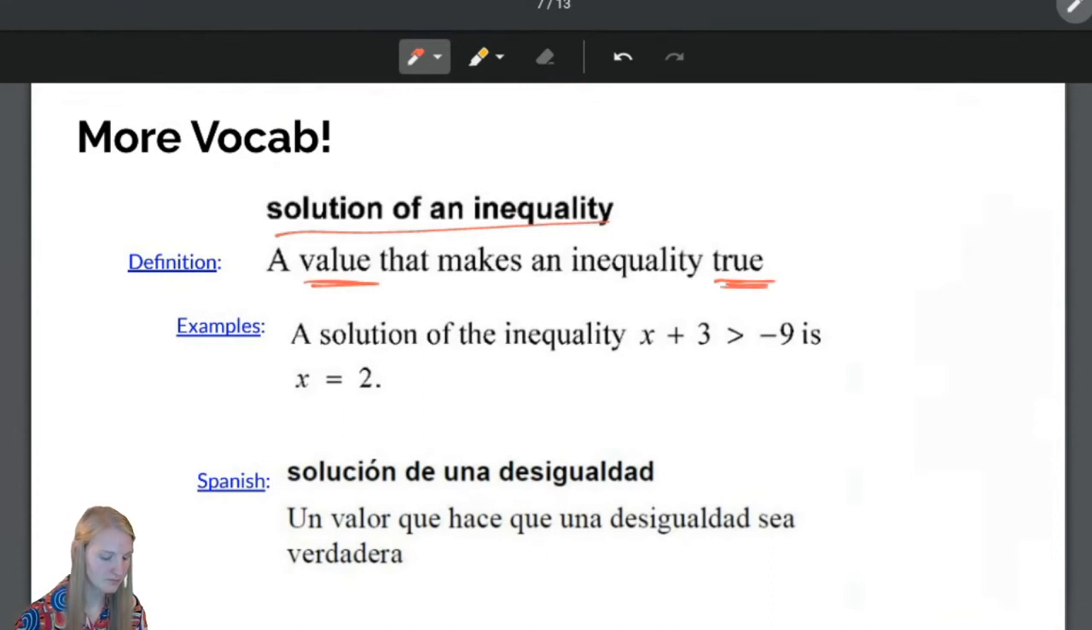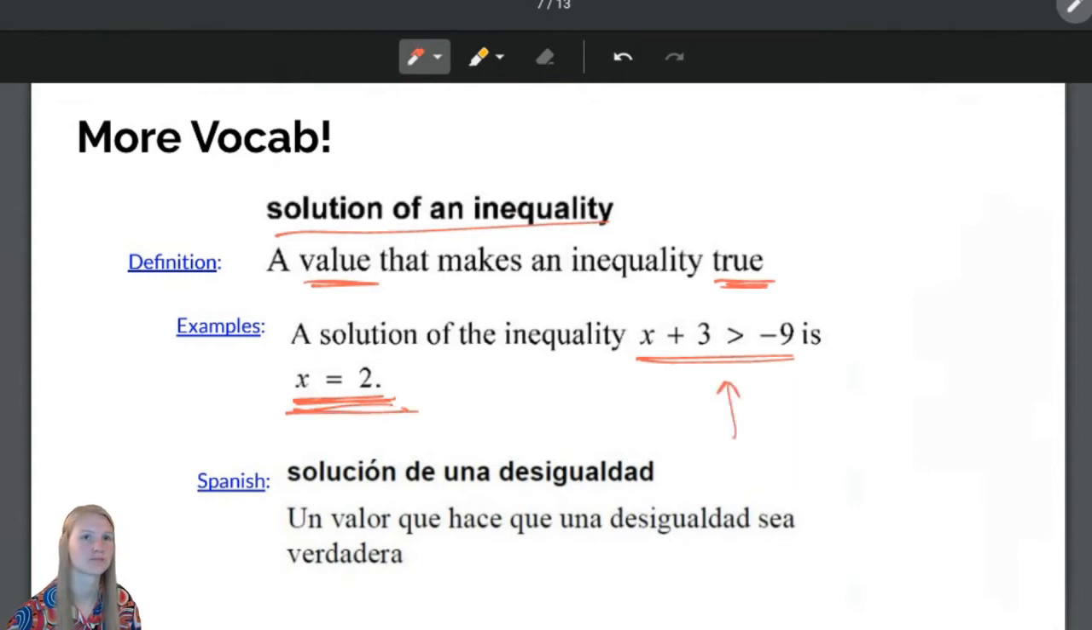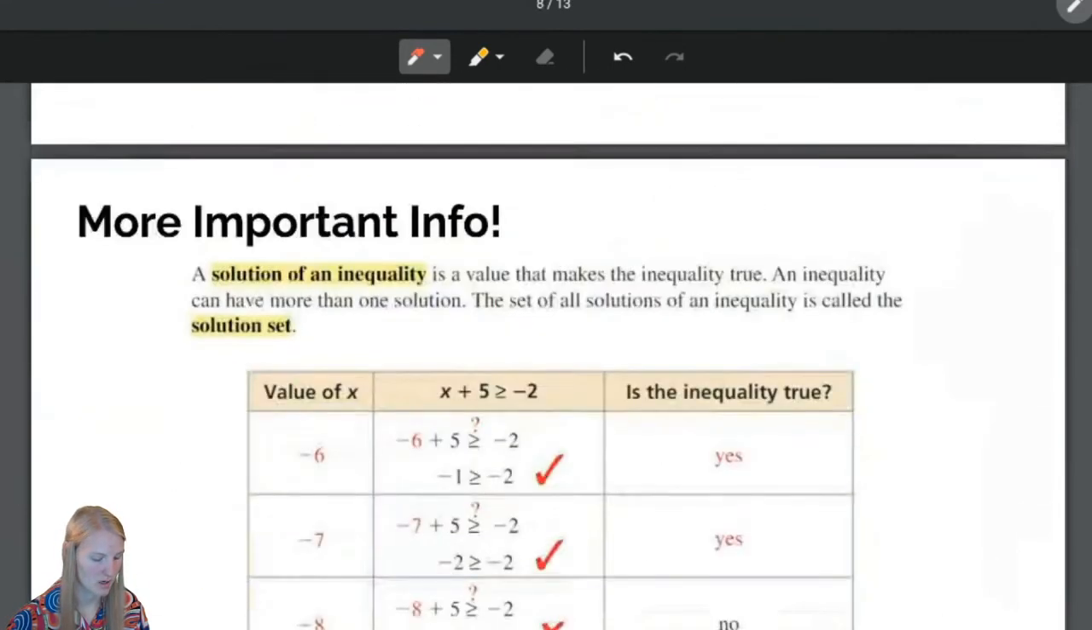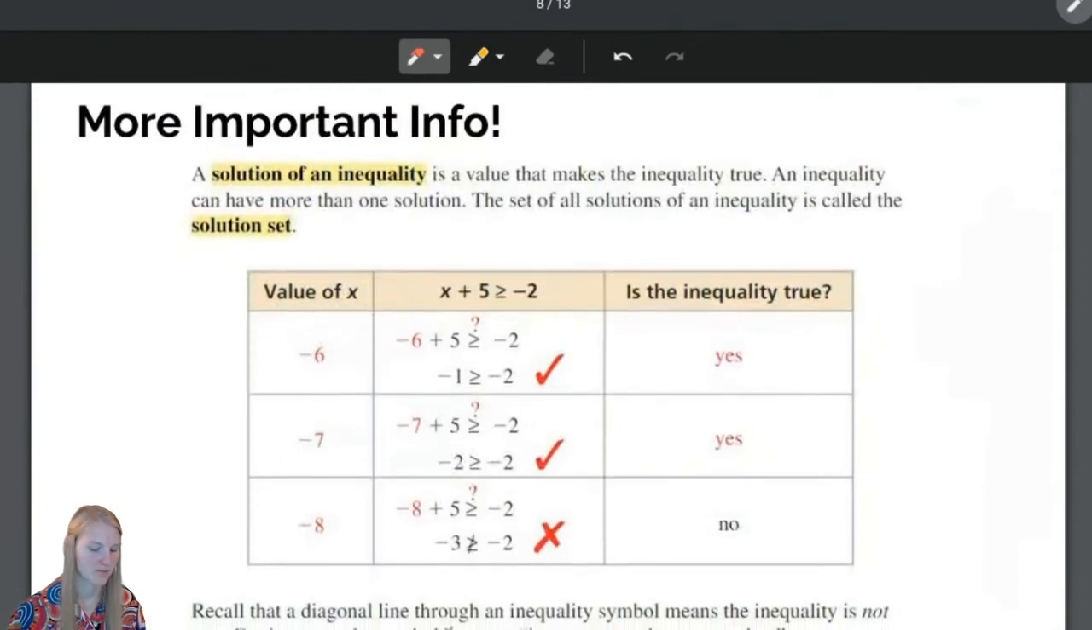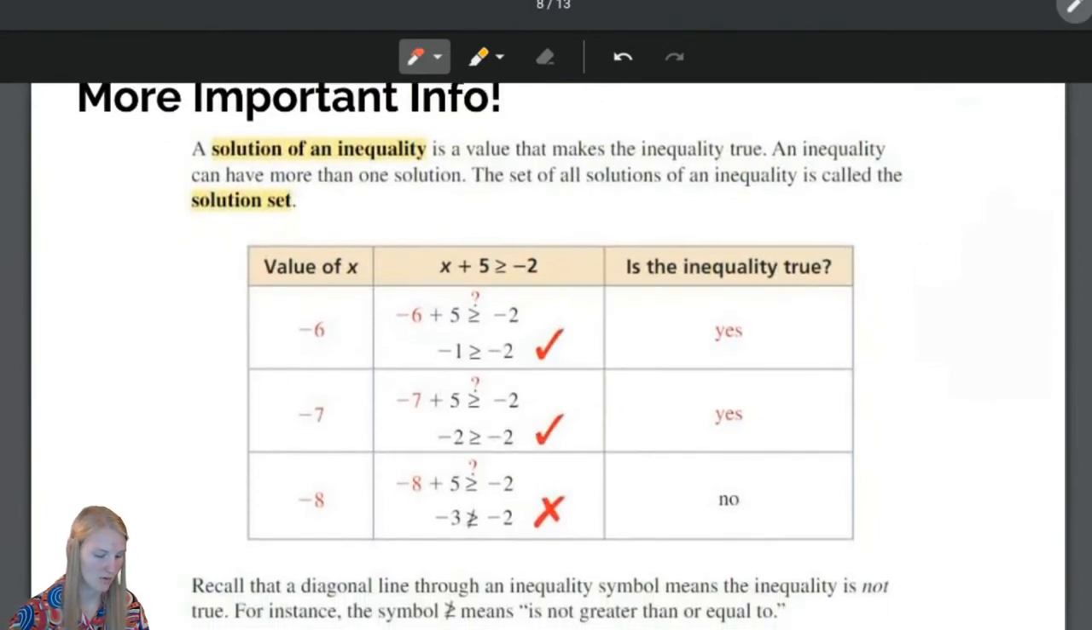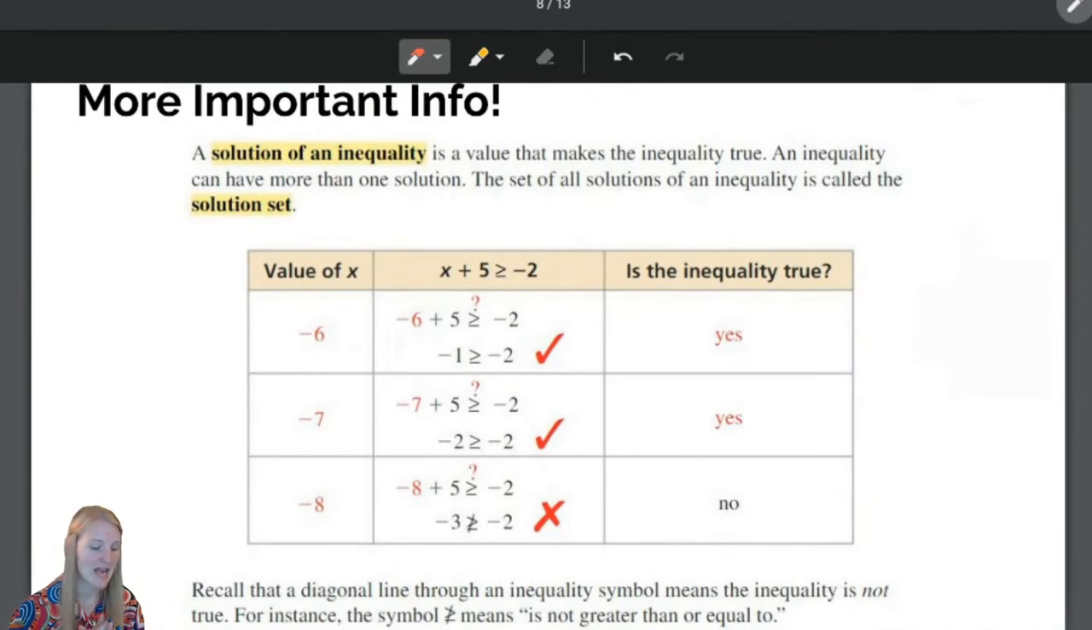So basically, you want a value. If I have this inequality, x plus 3 greater than 9, a value of x that makes this inequality true is 2. Now, we're going to see an example of this in just a second. So, more important information. A solution of an inequality is a value that makes the inequality true. An inequality can have more than one solution.